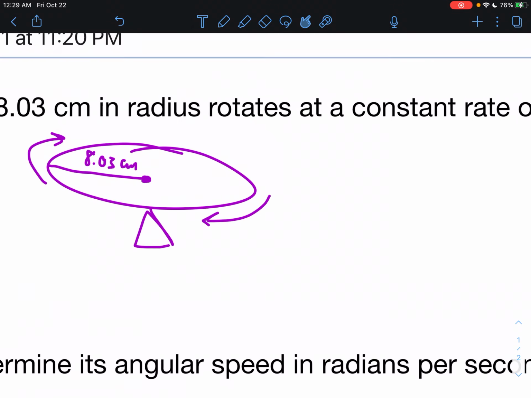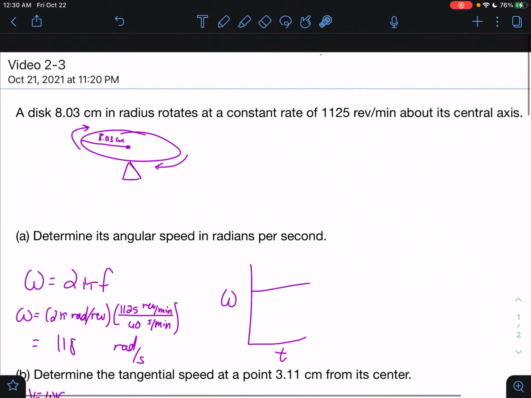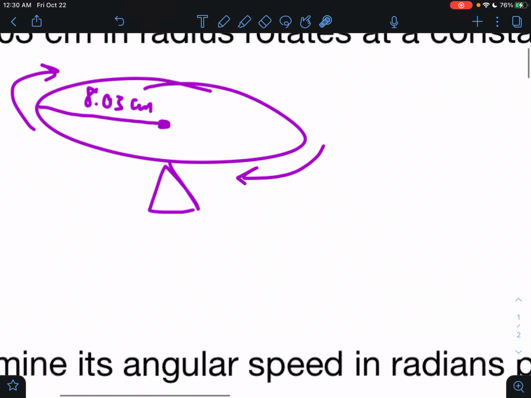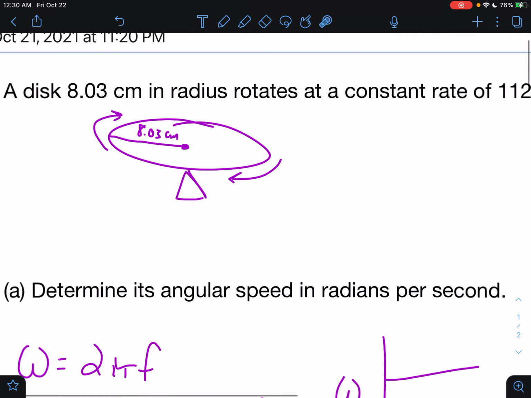So, this is a picture of the disk rotating. It doesn't really matter which direction it's going. And this is the radius. And then this little point would be the central axis. So it's only balancing on this point. Nothing else is holding up the disk.